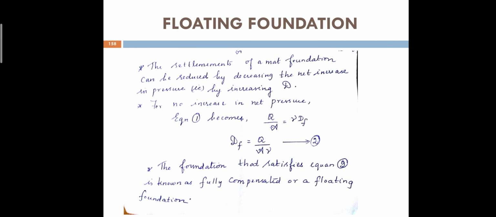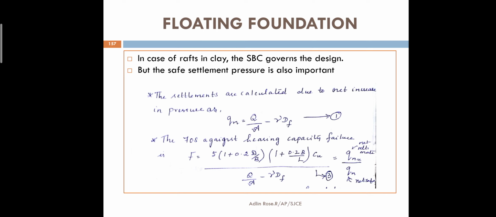So when df is equal to Q by A gamma, if the depth of the foundation is taken to be Q by A gamma, then it is going to be a zero settlement building, factor of safety infinity, and it is an ideal situation, and it is called a fully compensated foundation, or the floating foundation. Okay, you memorize this factor of safety formula.